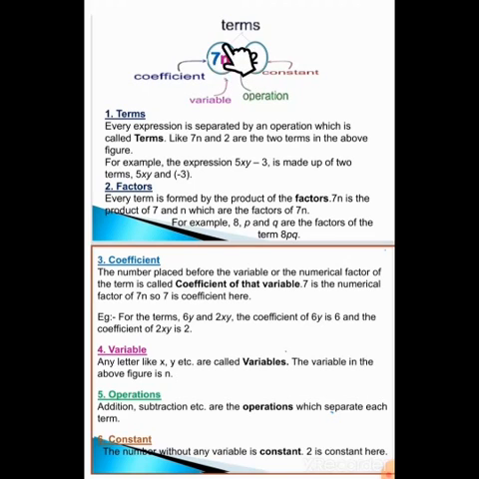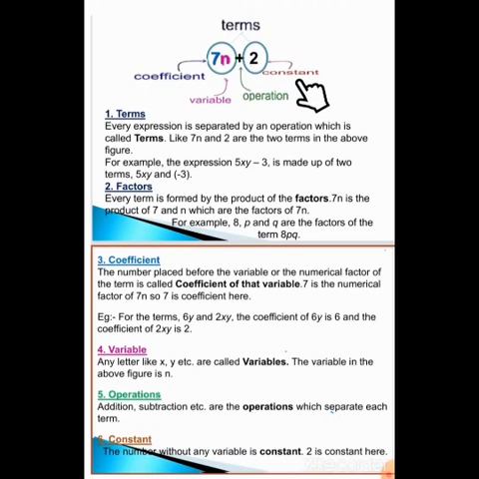Coefficient: if in any term a digit is given, that digit is called the coefficient, and an alphabetical letter is called a variable. Now between two terms, any sign, plus or minus, is called an operation, and if only a digit is given and there is no variable, we call it a constant.